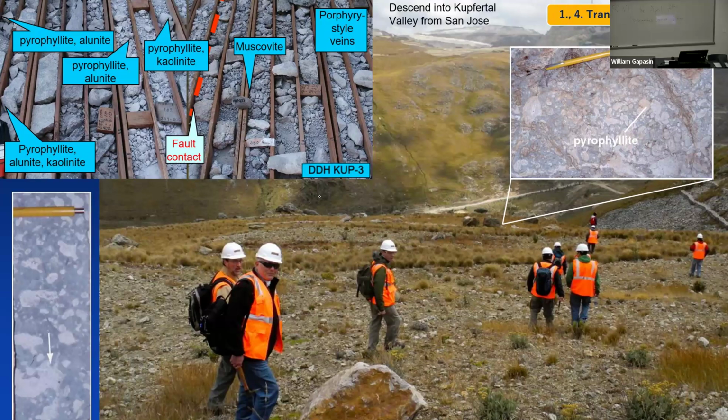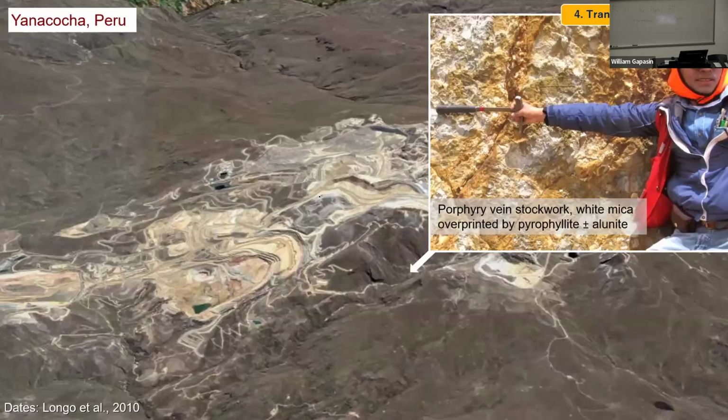Why? Pyrophyllite has a 2-to-1 silica to aluminum ratio. Muscovite has a 1-to-1. To form pyrophyllite from muscovite, you need a lot of silicon. In this case, it's getting it from dissolution, nodular dissolution of the siliceous rock. And here at the bottom of the valley, we see some quartz vein stockworks with white mica overprinted by pyrophyllite and alunite.